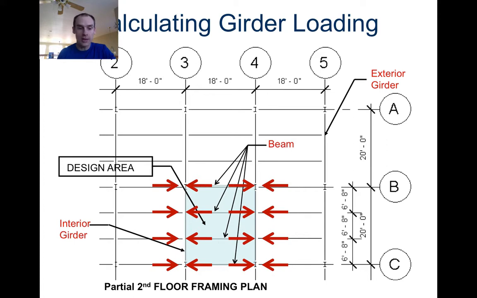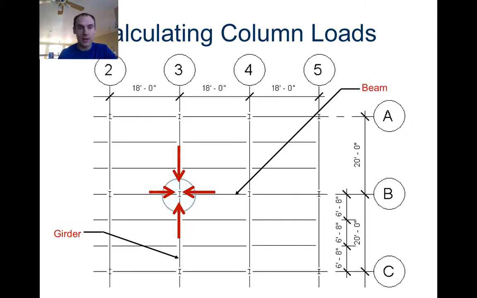So you could calculate that by figuring out what the beam loading total, in pounds per square foot, of this area right in here is actually going to be. Now that's if you want to calculate girder loading. Let's take a look at calculating column loads. Column load is the girder loading plus the beam loading from each of these edges.